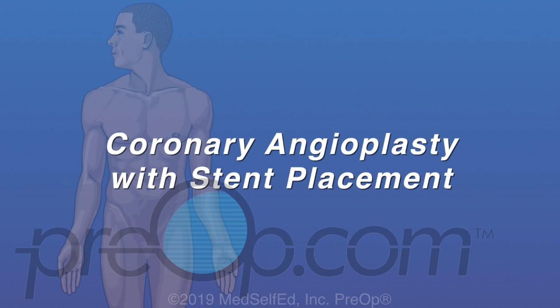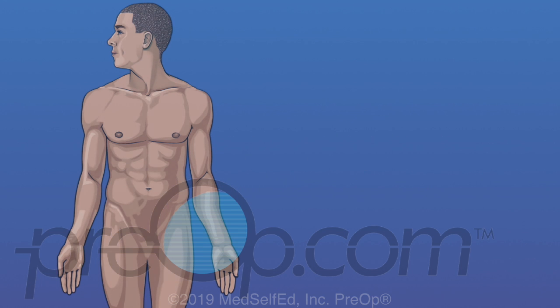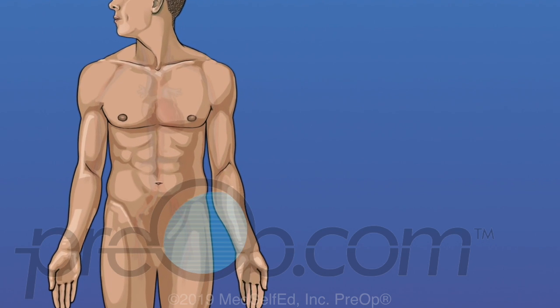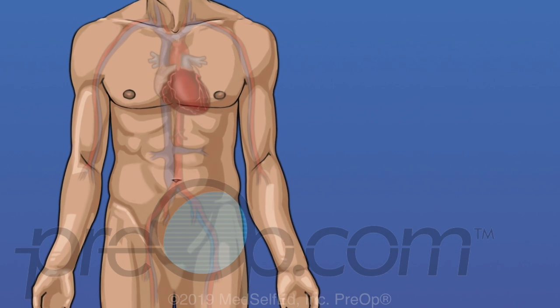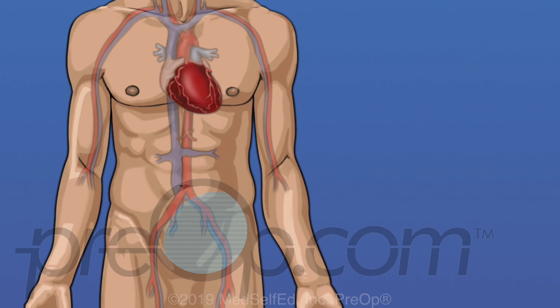Your doctor has recommended a coronary angioplasty with stent placement procedure. Before we talk about this procedure, let's review some information about your body and why this procedure may be needed.